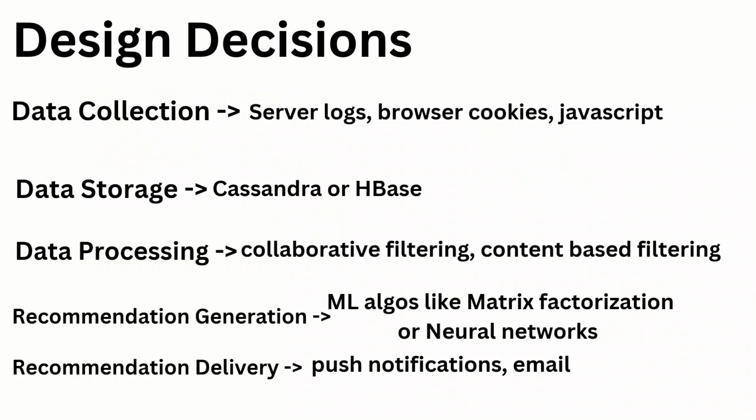4. We can do the recommendation generation based on the identified user preferences and interests. We can generate personalized recommendations for users using machine learning algorithms like matrix factorization or neural networks. 5. How do we do the recommendation delivery? We can deliver recommendations to users via email, push notifications, or on the website itself.